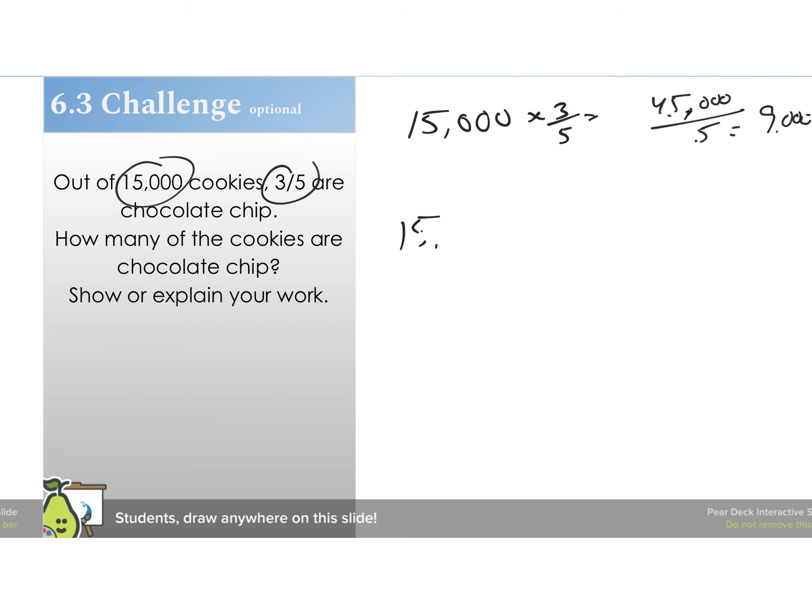Here's an example where simplifying is going to be a little easier. I'm going to divide this by 5 and this by 5. So 15 divided by 5 is 3. I'm left with 3,000 times 3 is 9,000. So on the larger numbers, using the multiplication is kind of a must, and even simplifying makes it a lot easier.